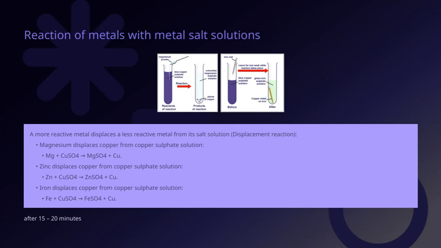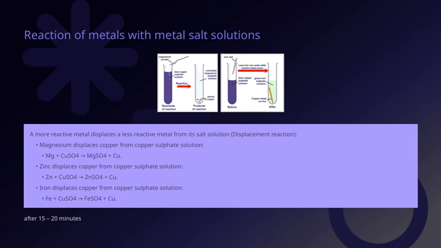Now, after about 15 to 20 minutes, you'll notice some interesting changes happening in the solutions. For example, when iron reacts with copper sulfate, the reaction produces iron sulfate and solid copper. This shows that iron displaces copper from its salt solution. Similarly, zinc can also displace copper from copper sulfate, forming zinc sulfate and copper metal.